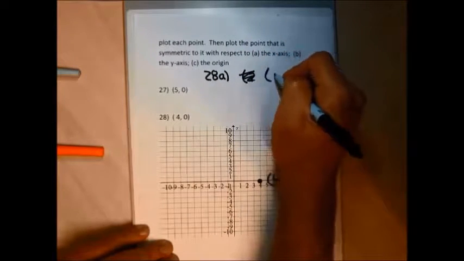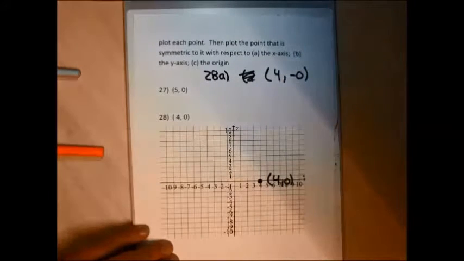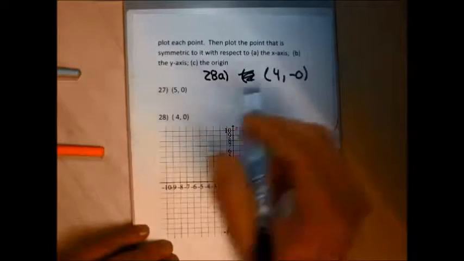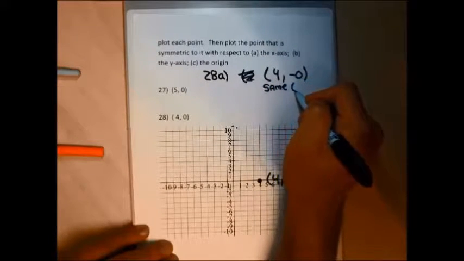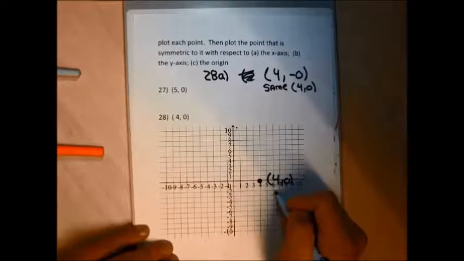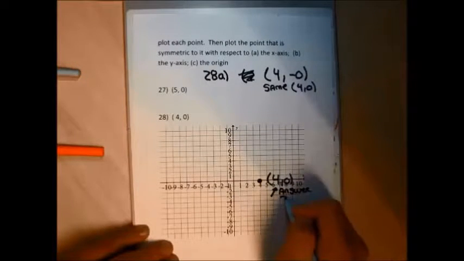I'm supposed to change the sign of the y-coordinate. And when I change the sign of the y-coordinate, I get the point (4, -0), because I'm changing the 0 to a -0. But -0 means the opposite of 0, which is just 0, or it means -1 times 0, which is just 0. So because -0 is the same as 0, the original point is also the answer to 28a.